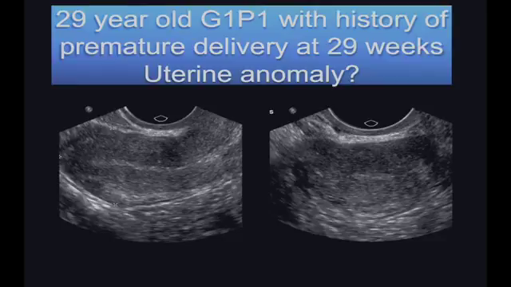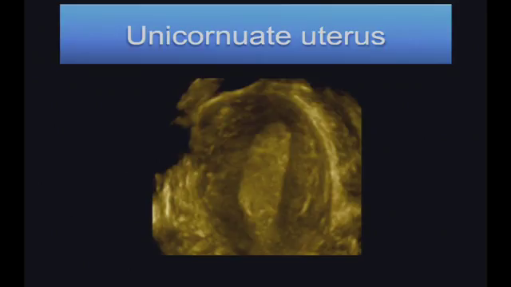But actually, when we do our reconstruction in the coronal plane, this is a unicornuate uterus. And this is the only type of uterine shape anomaly where we would have absolutely no suspicion of an anomaly on 2D imaging. But on our 3D reconstruction, this would be the only method to actually make this diagnosis.